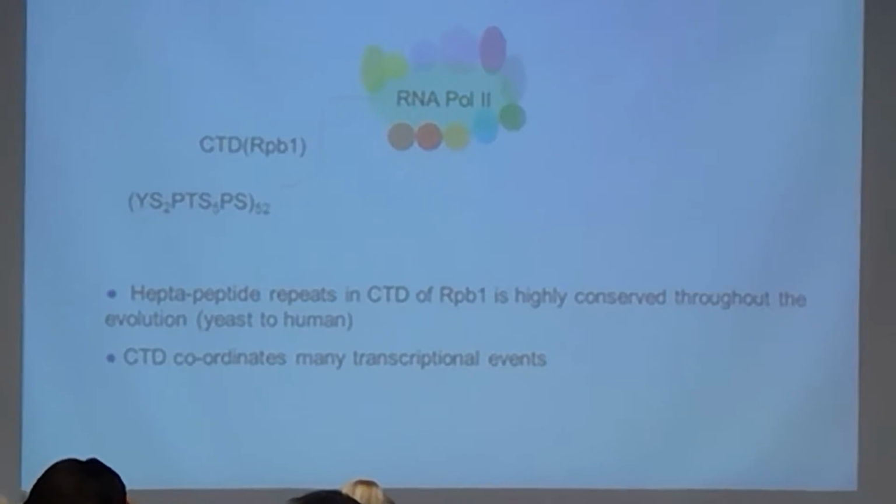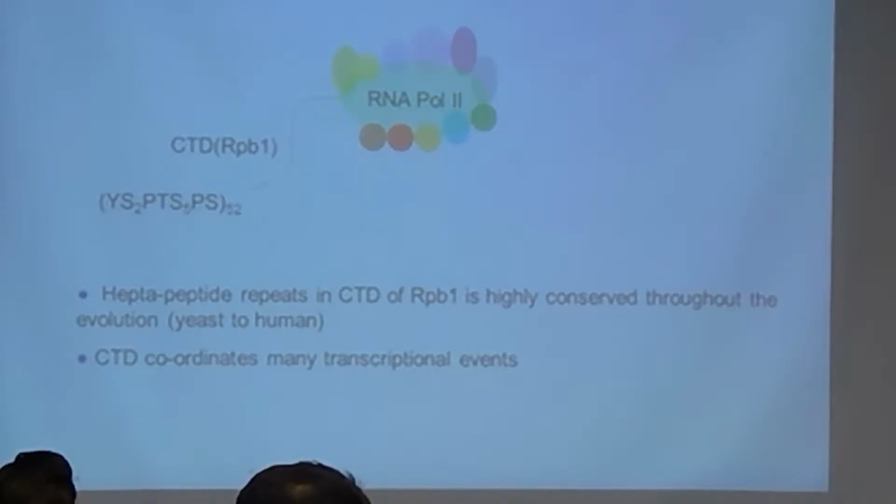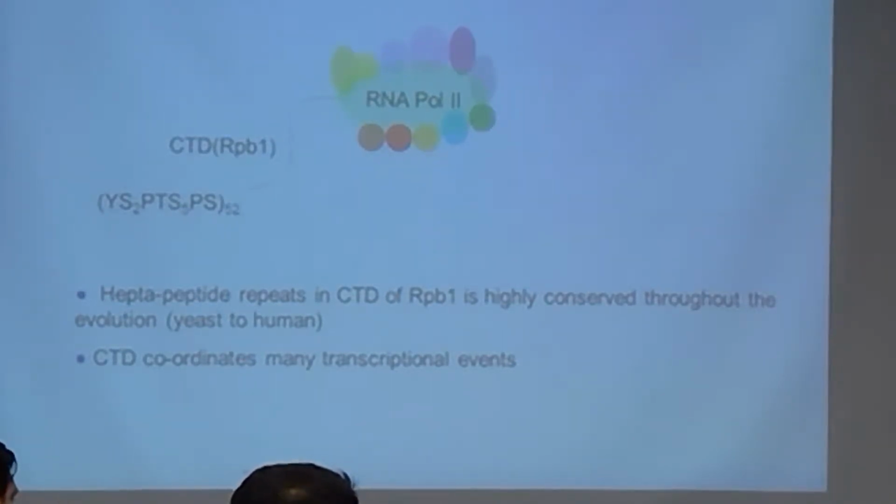And this heptapeptide repeat motif is repeated many times throughout evolution. In human, we have 52 such repeats, whereas in yeast, Saccharomyces cerevisiae, we have about 26 repeats. But repeats are there, just the numbers change depending on the organism. Does it make sense? So if something is conserved and repeated throughout evolution, it has some significance. Molecular evolution, correct? Otherwise it would be eliminated from the evolution system. So this has some significance.